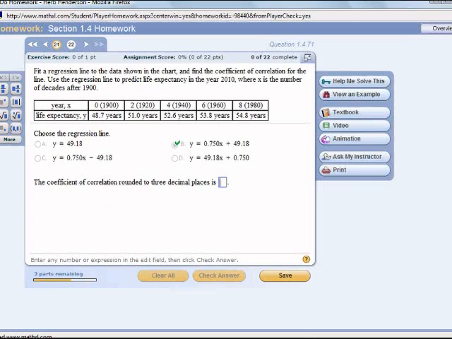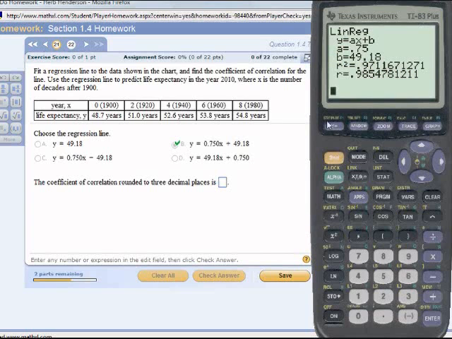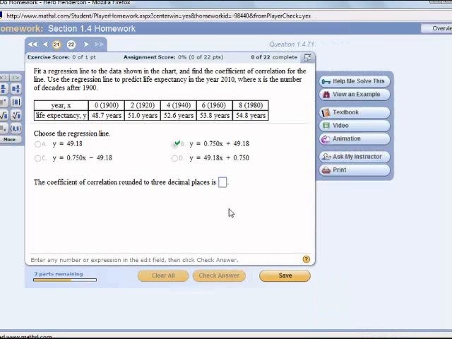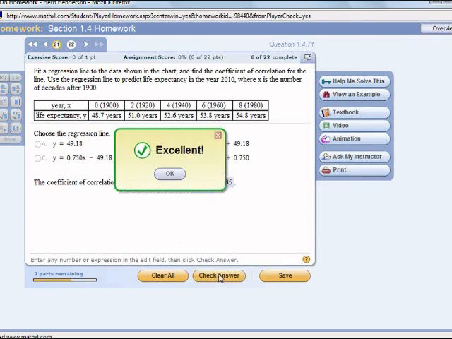Coefficient of correlation to 3 decimal places. Well, that's what they're calling r here. So 3 decimal places, 1, 2, 3, and we look at the 4th decimal place, and since it's not something where we would round up, I change this to 0.985. Okay, and I check answer. Excellent.